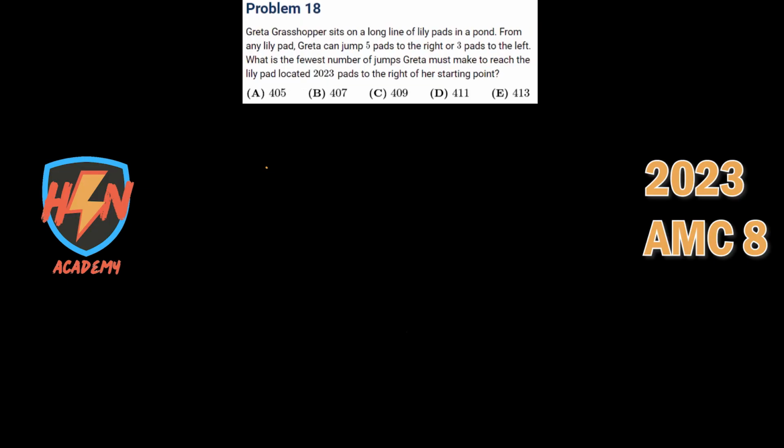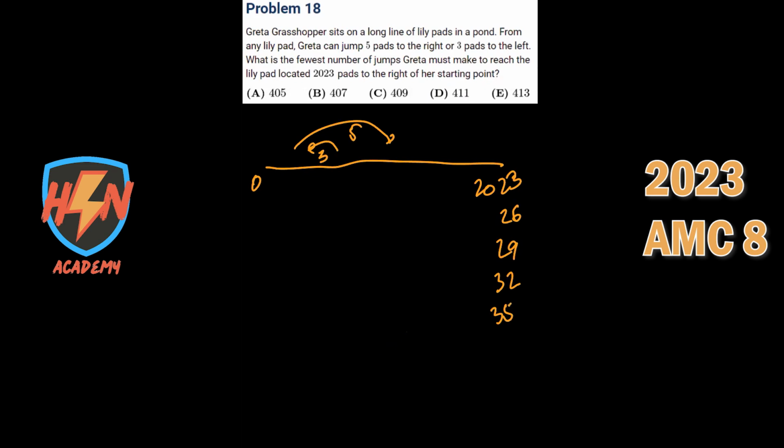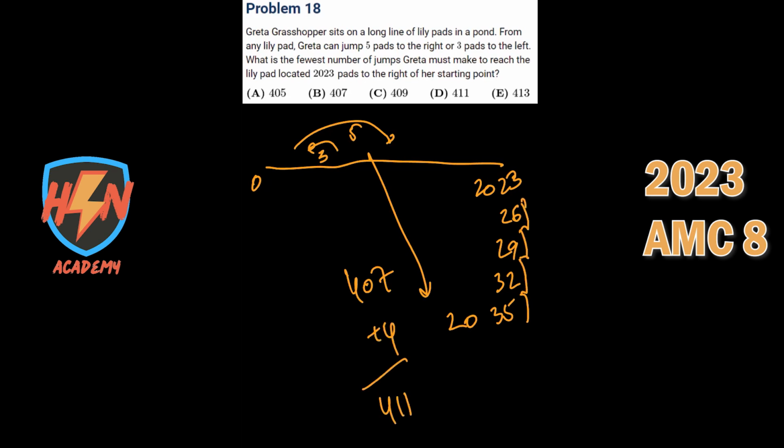In this problem, we have a grasshopper sitting on a long line of lily pads. The grasshopper can jump 5 lily pads to the right or 3 lily pads to the left, and it's starting from 0 and has to get to lily pad number 2023. Now, to get there, we will make jumps of 5, so we want to find out the nearest multiple of 5. So we can keep adding 3's, and we find out that the nearest multiple is 2035. So we can make jumps of 5 and get to 2035 in 407 jumps. And from there, we can backtrack 1, 2, 3, 4 jumps, and we will get to 2023 in a total of 411 jumps. So the answer is D.